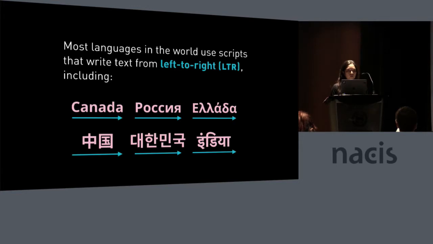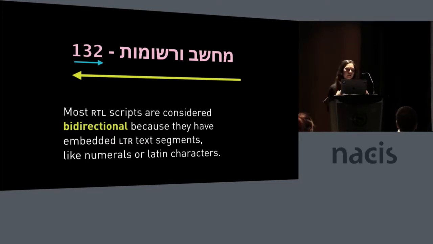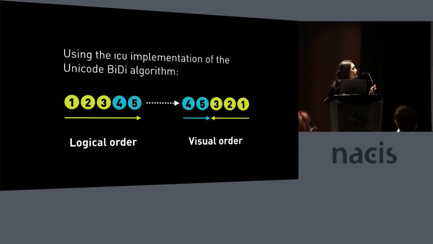So most languages in the world use scripts that write from left to right, but some write from right to left, including Hebrew and Arabic. And this is a little complicated because right-to-left scripts are actually bidirectional. They usually have embedded left-to-right text segments, like numerals and Latin characters. So how does a text renderer know how to display the order of the glyphs? We're using an implementation of a Unicode algorithm that takes in the logical order, the order in which the characters should be read from first to last, and reorders it to the visual order of the glyphs.